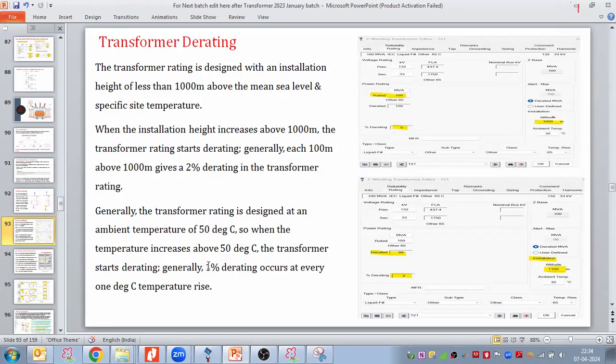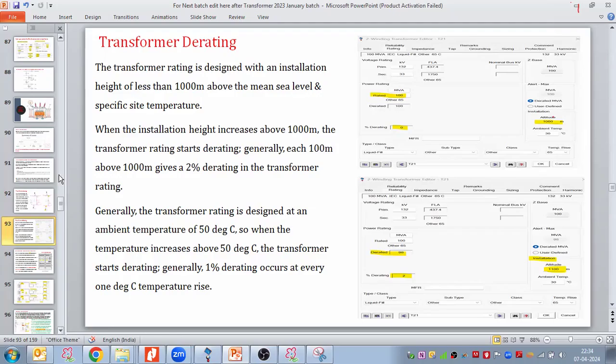So when you review the GTP of a transformer, make sure what the rating is, and that the rating corresponds to what site temperature. This is important. If your vendor has sometimes written a site temperature of 40 or 45 degrees Celsius, ask him to provide the rating based on your ambient temperature. Generally that will be 50 degrees Celsius, so ask him to take the exact site-specific temperature.